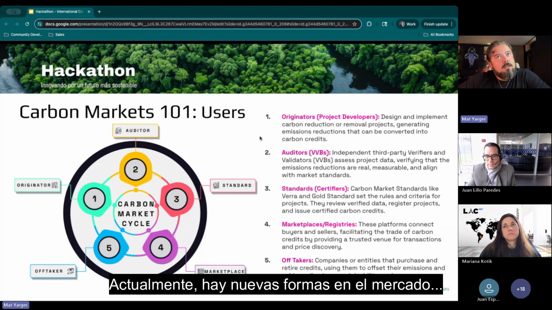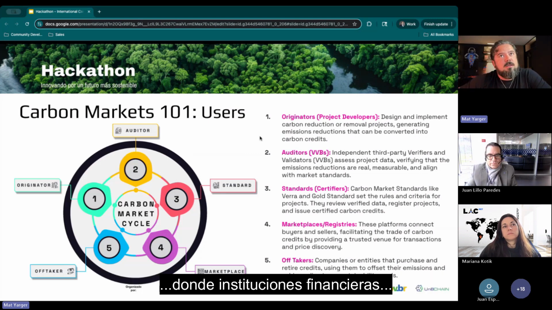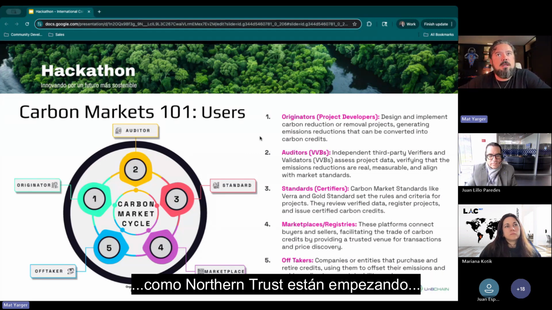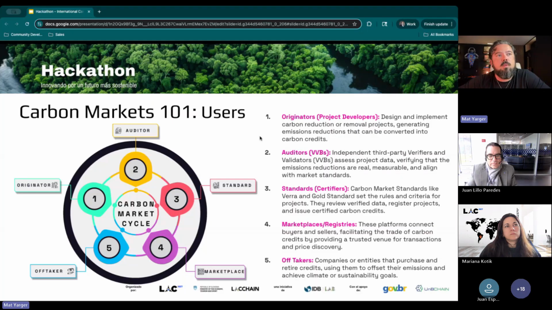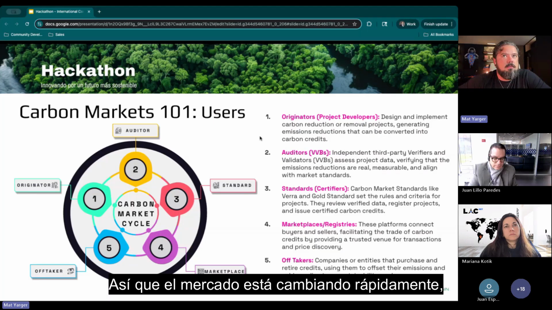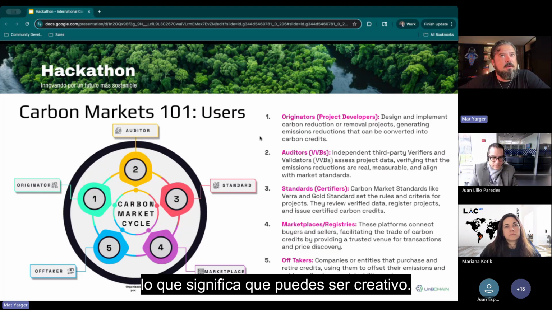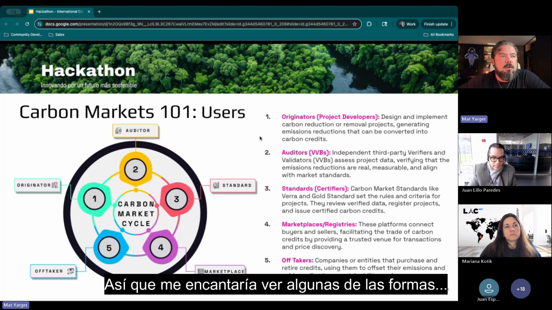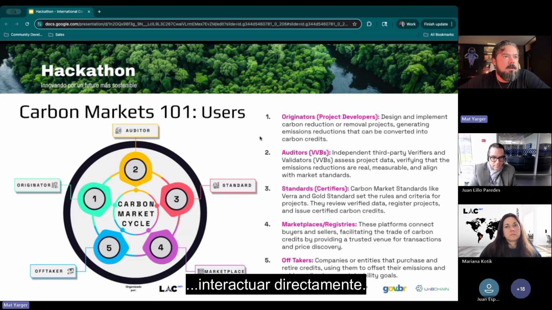There are some new ways happening in the market where we have financial institutions like Northern Trust that are actually issuing credits that are regulated by the CFTC as a commodity. So the market is changing pretty rapidly, which means you can get creative. So I would love to see some of the more creative ways that these markets can interact personally.